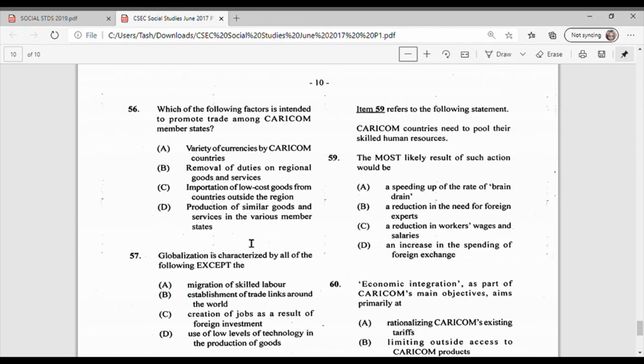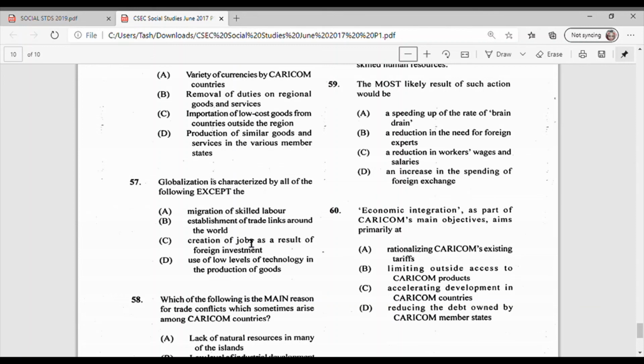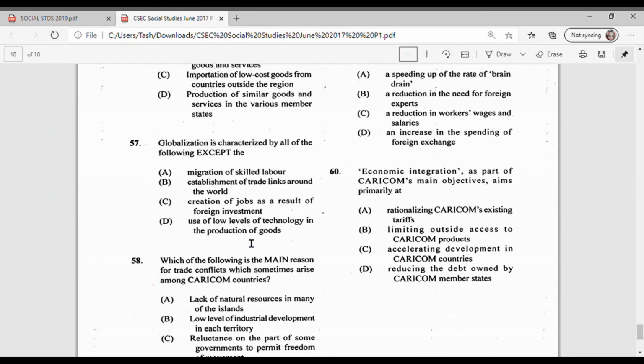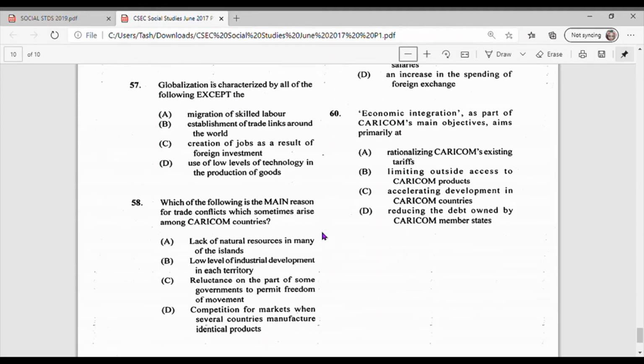57. Globalization is characterized by all of the following except the migration of skilled labor, establishment of trade links around the world, creation of jobs as a result of foreign investment, or the use of low levels of technology in the production of goods. So your answer for 57 would have been letter D. That one is not relating to globalization. So that's the use of low levels of technology in production of goods.